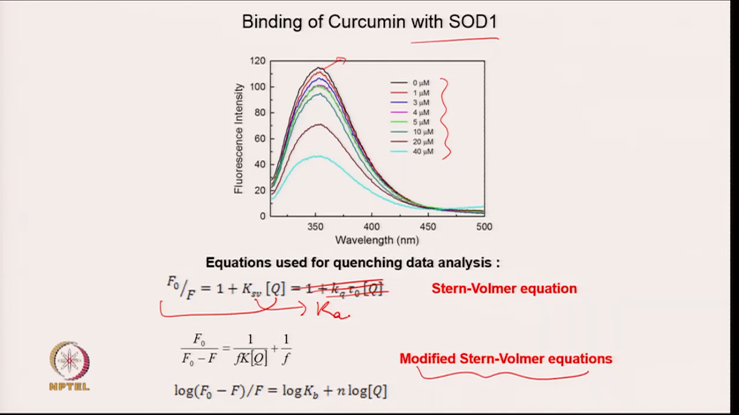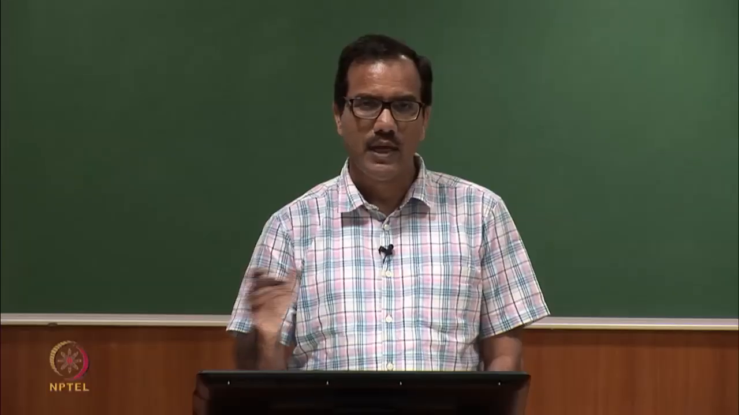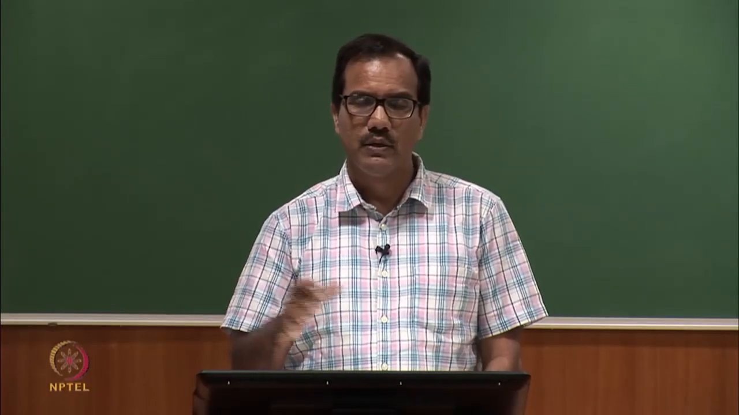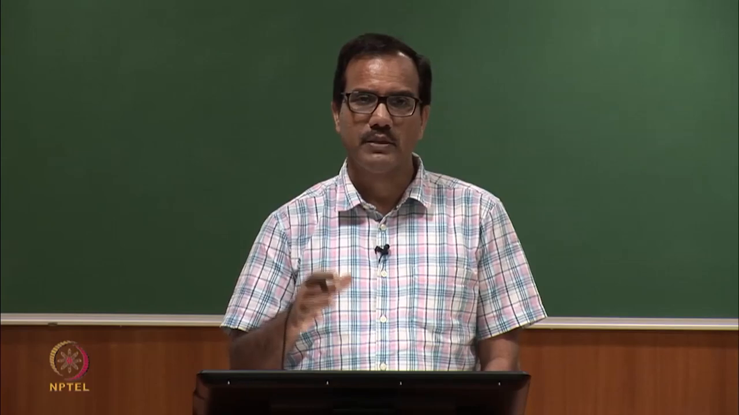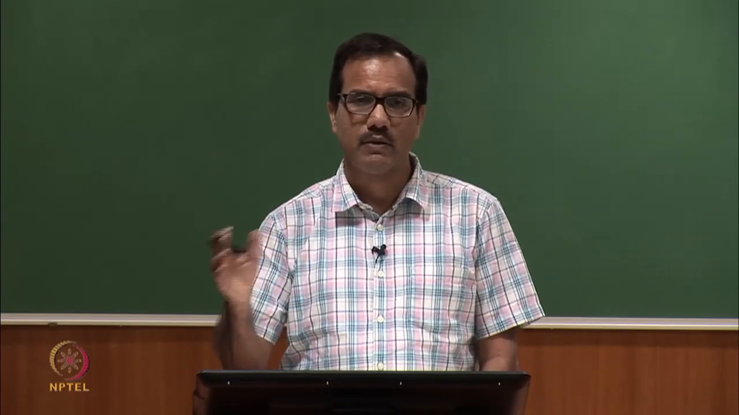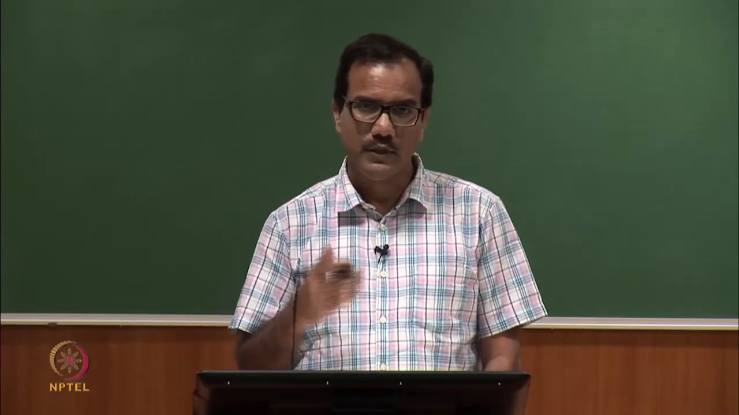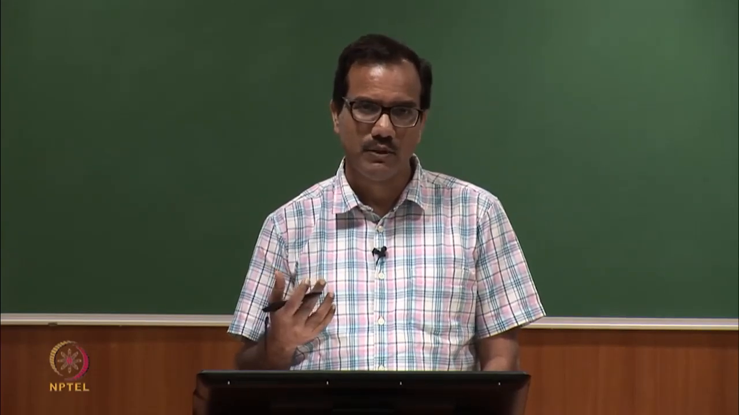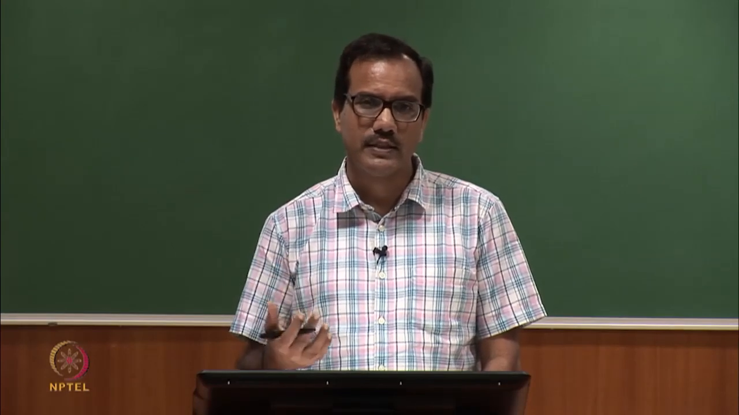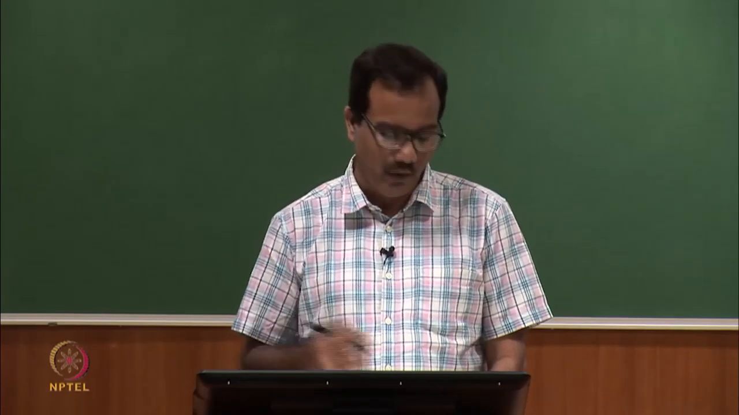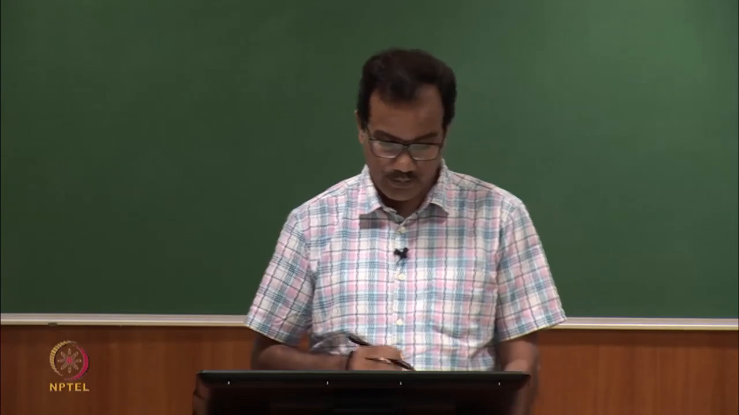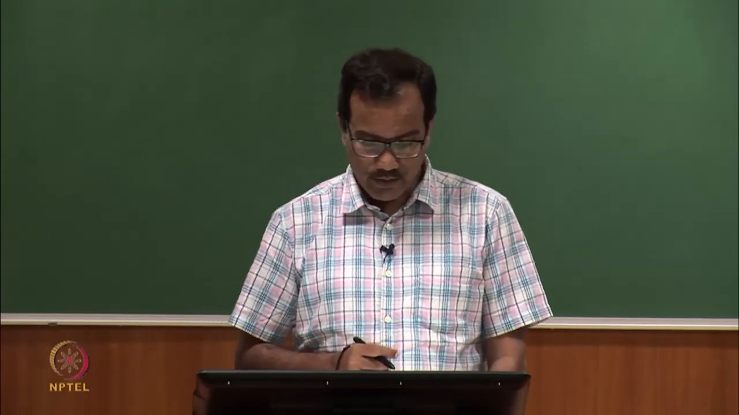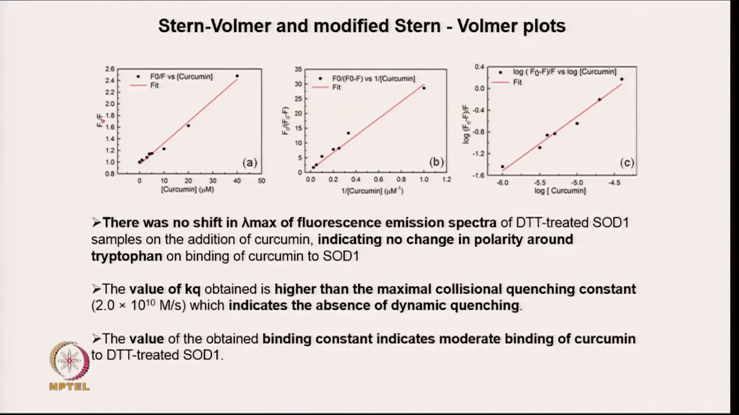So quenching can be due to simple collision of SOD1 with curcumin, and second can be due to complex formation of ground state curcumin with SOD1. So first we have to look at whether it is a static quenching or dynamic quenching. If it is a static quenching, then we can get the value of Ka. Okay, so this is the plot F naught by F versus concentration.